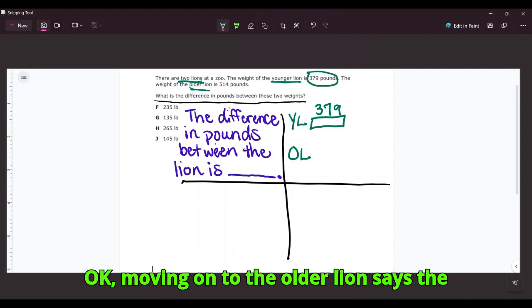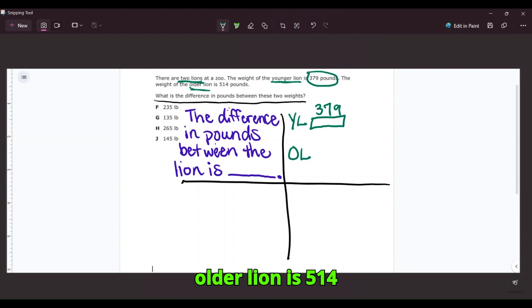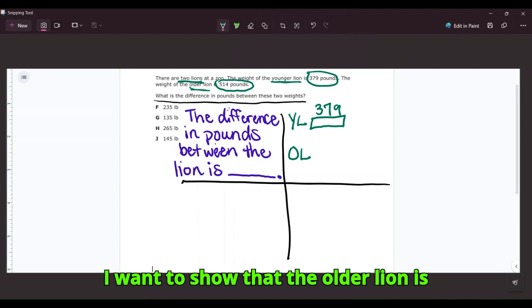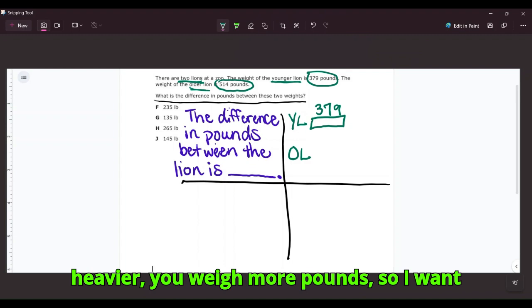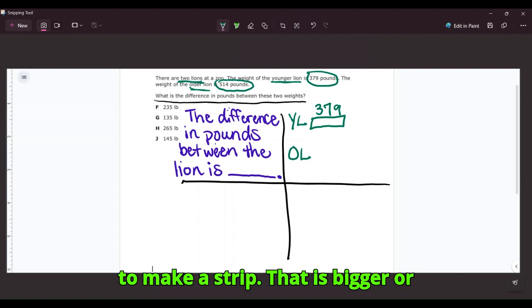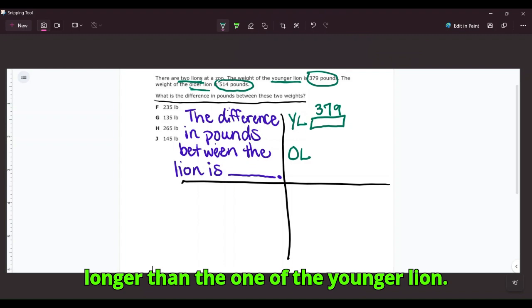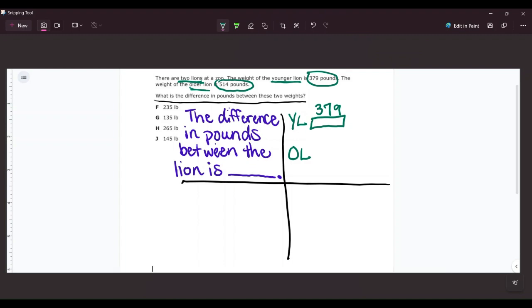Okay, moving on to the older lion. It says the older lion is 514 pounds. I want to show that the older lion is heavier. When you're heavier, you weigh more pounds. So I want to make a strip that is bigger or longer than the one of the younger lion.